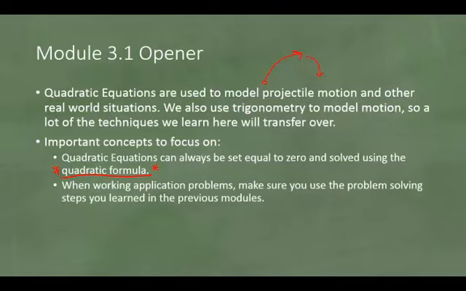When working with application problems, make sure you use the problem-solving steps from before. So remember, what were those? Have scratch paper, of course. Then sketch the problem. Draw out the problem. Write down what you know. Everything that you know, you have to write it down, even if it's already given to you. Then write down what you're trying to find. What are you trying to find? And then start working on the problem. But make sure you plan it out first.